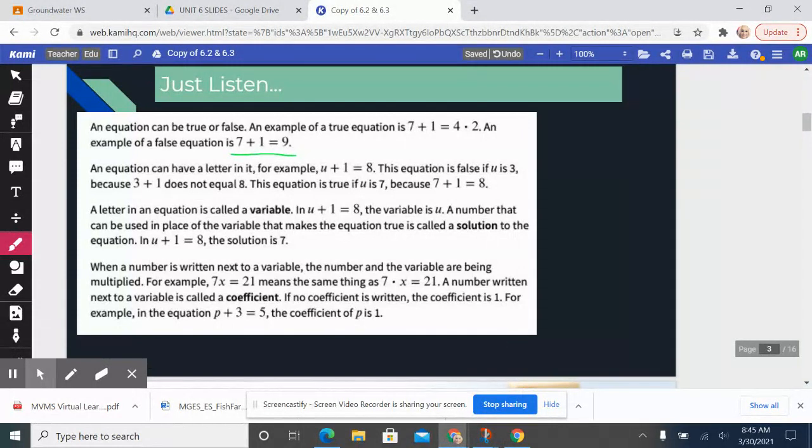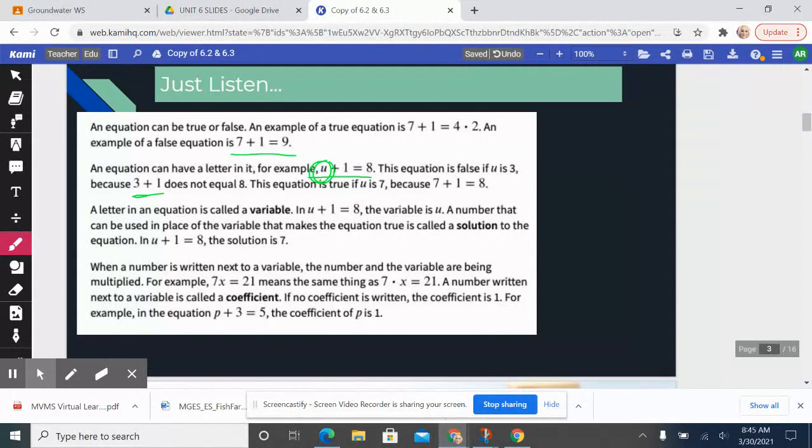An equation can have a letter in it. We talked about this last class. That letter is the variable, and the variable is what is unknown. If you look at their example there, u plus 1 is 8. The equation would be false if u was 3, right? If we put 3 in right there, 3 plus 1 is not 8. So that would be false.